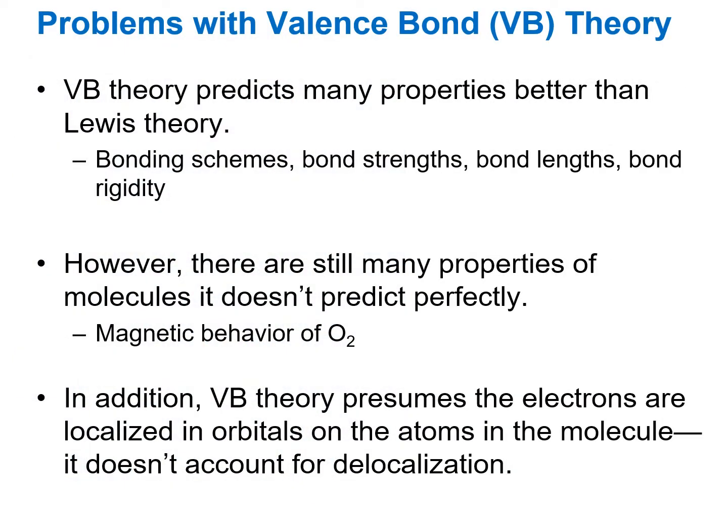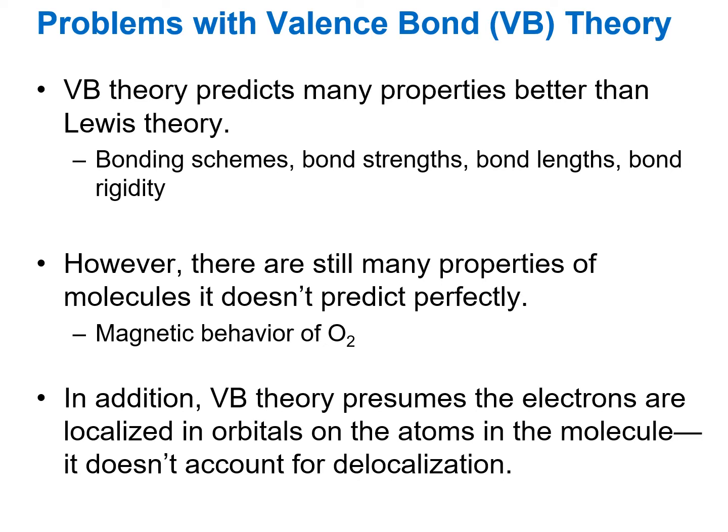Okay, so welcome to the second part of Chapter 6, where we're going to move into molecular orbital theory. But before we do, let's just do a quick review of valence bond theory. Valence bond theory does a better job of predicting many properties about a bond between two atoms. It does a better job than Lewis theory, but it does have some shortcomings.